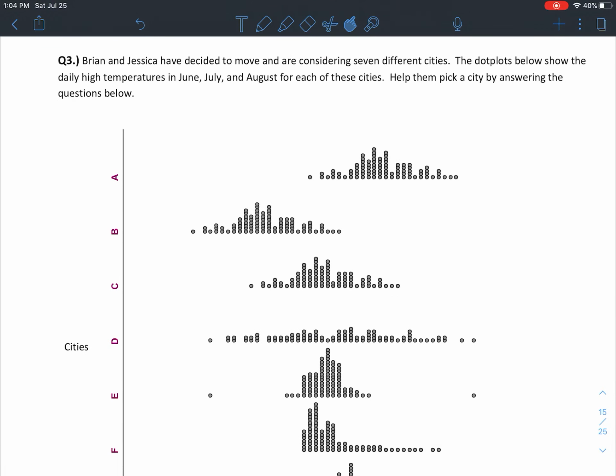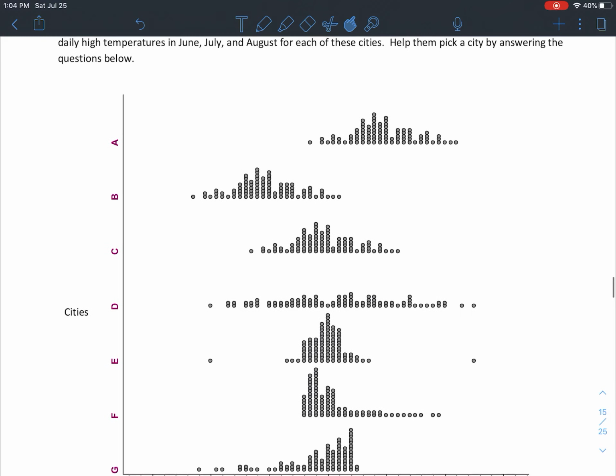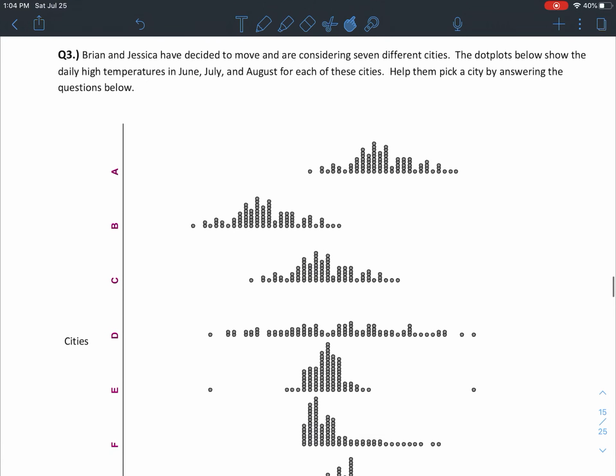Okay, so let's take a look. We've been talking about comparing distributions. This is a great example. It talks about Brian and Jessica. They've decided to move. They're considering these 7 different cities. They're labeled A through F. You can see down here along the side. It did a nice job here of labeling the context of what these letters are representing.